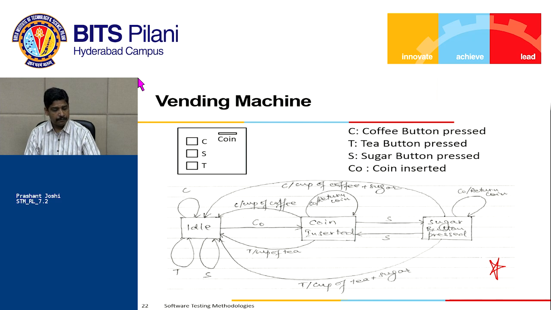So the system is idle. In the idle system, you press for tea, nothing should happen. You press for sugar, nothing should happen. If you press for coffee, nothing should happen. We have designed another state which says coin is indeed inserted, because you need money before you can dispense tea or coffee with or without sugar. So there is a coin inserted.